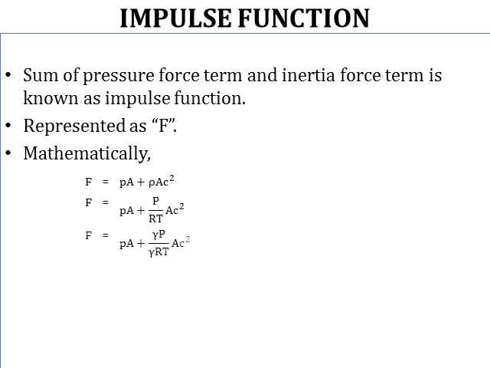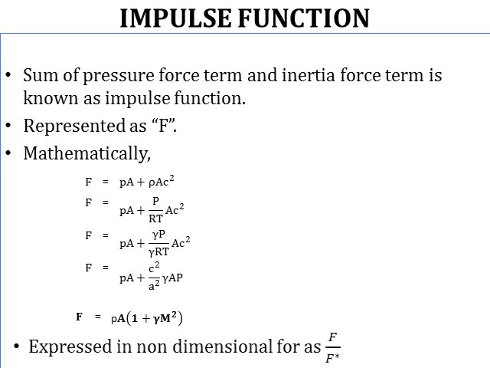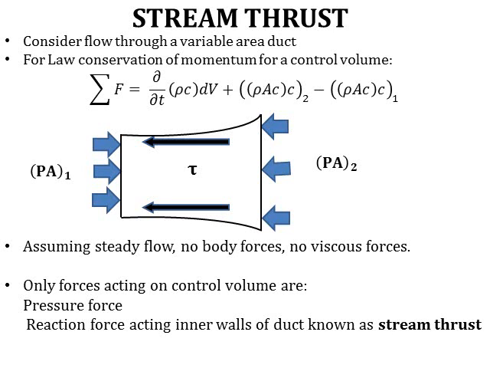By certain mathematical rearrangements, we can express impulse function in terms of Mach number. Further, it can be expressed in a non-dimensional way by dividing it with the impulse function corresponding to sonic state condition. The use of impulse function is seen in obtaining the stream thrust.